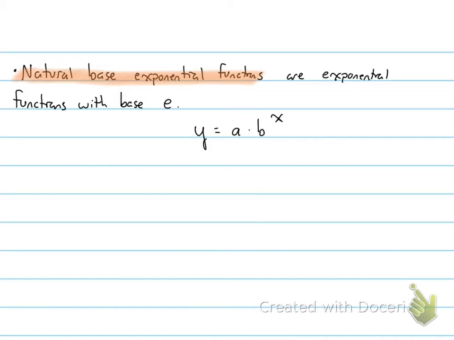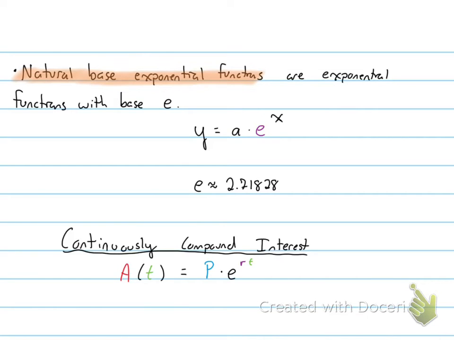Again, the base here would be e for any natural exponential function. So it would be y equals a times e to the x power. E equals something around 2.71828. Again, this is an irrational number that goes on forever, so that's why we have our own symbol and our own button for it. We'll use a natural base e for something that's continuously compounding forever over time.